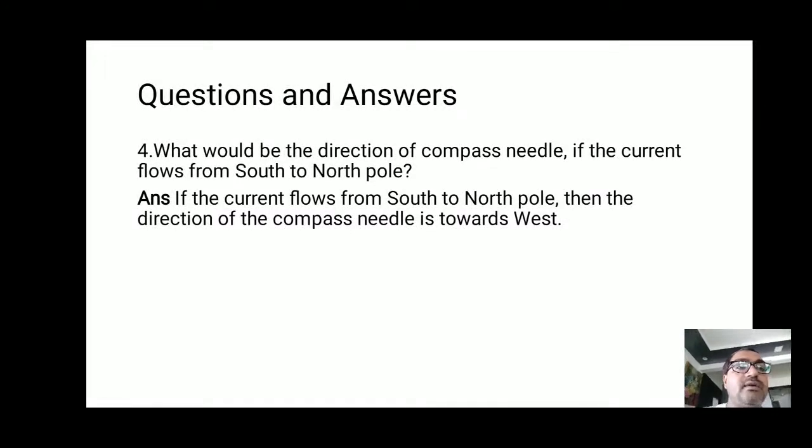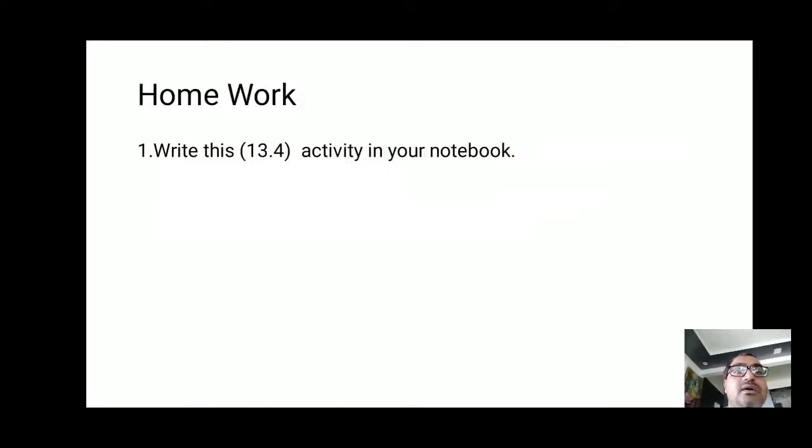That way we can discuss this activity and certain questions based on it. Now finally, the homework is that you have to write this activity 13.4 in your notebook in a particular format: aim, apparatus, diagram, procedure, conclusion and result.